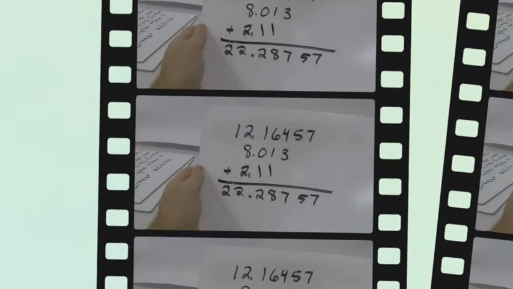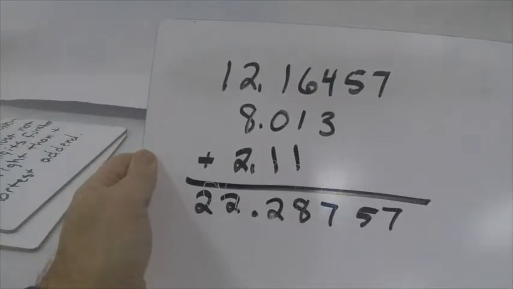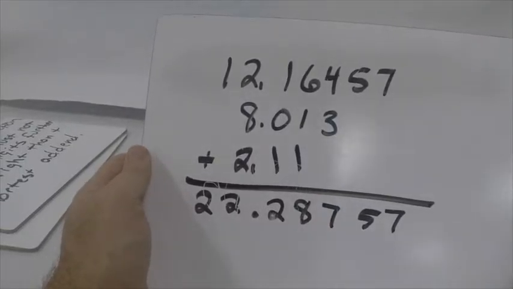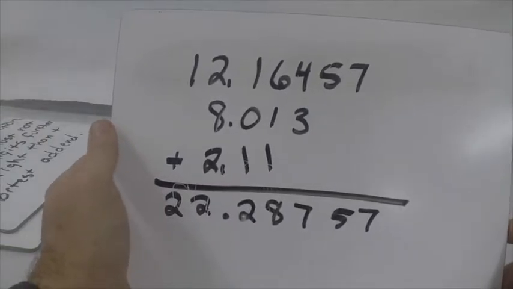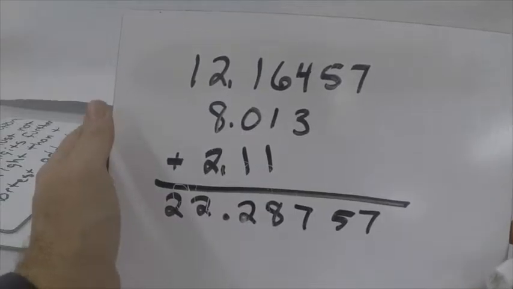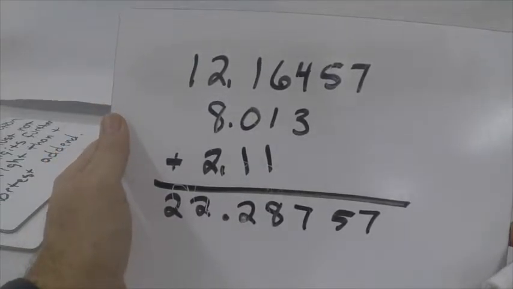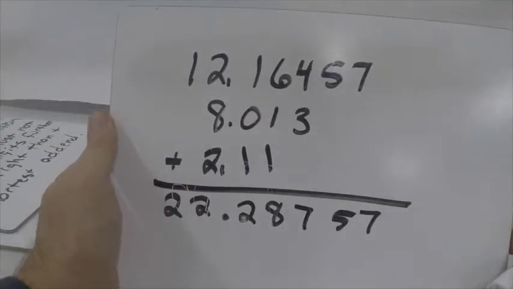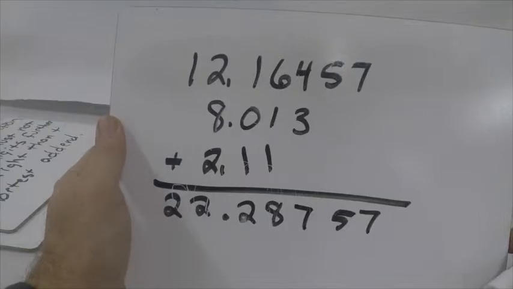What the? Let's take a look at this problem. In here we have three numbers: 12.16457, 8.013, 2.11. Those numbers are known as addends, the numbers that we're adding or subtracting. And in order to determine where we need to round our number off to, we look at where, as they put it, the furthest to the right.